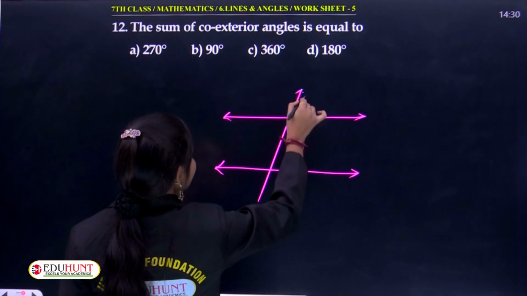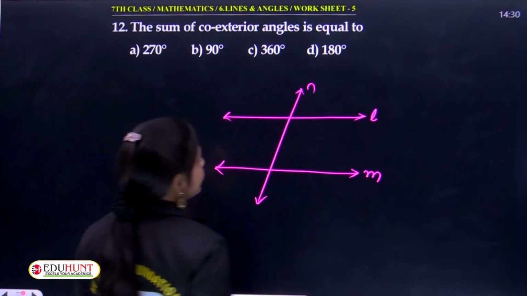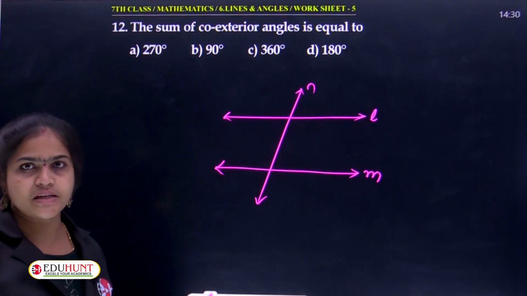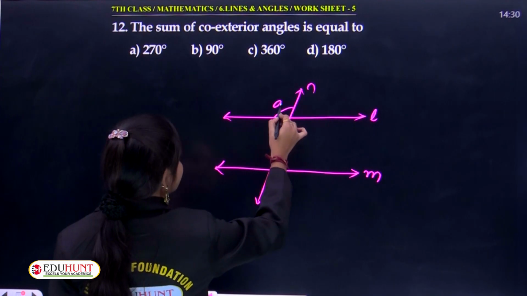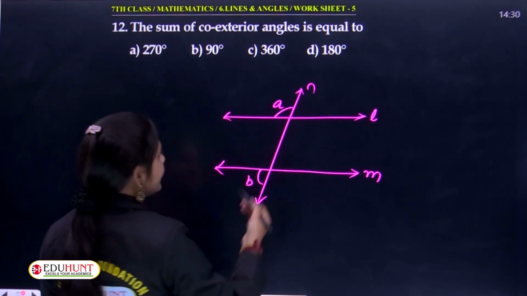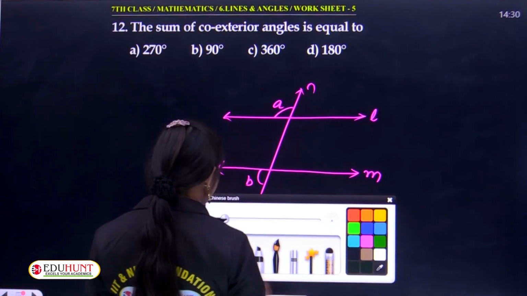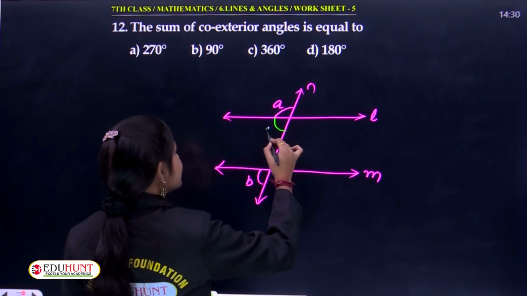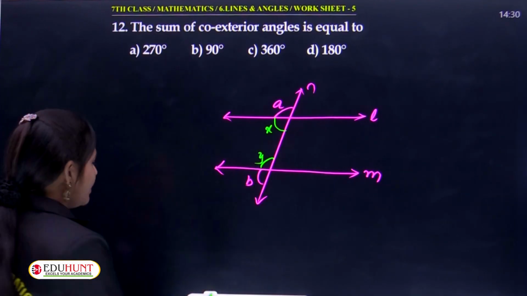Here N is a transversal, and L is parallel to M. L and M are lines and N is a transversal. Now they are asking about co-exterior angles. So this is A and this is B. A and B are co-exterior angles. Now take the interior angles as X and here this is Y.